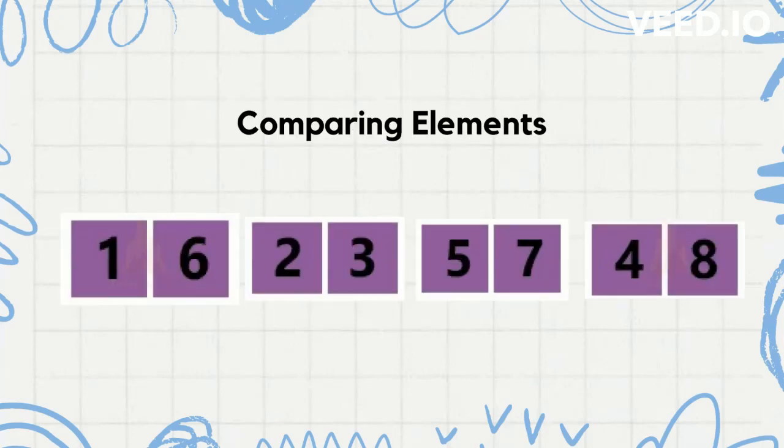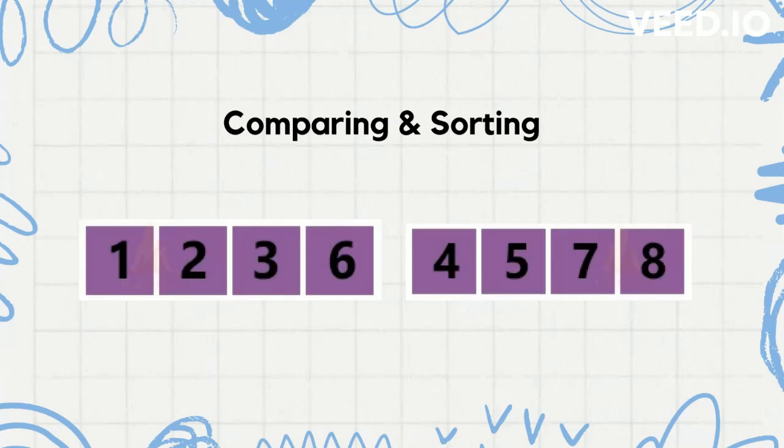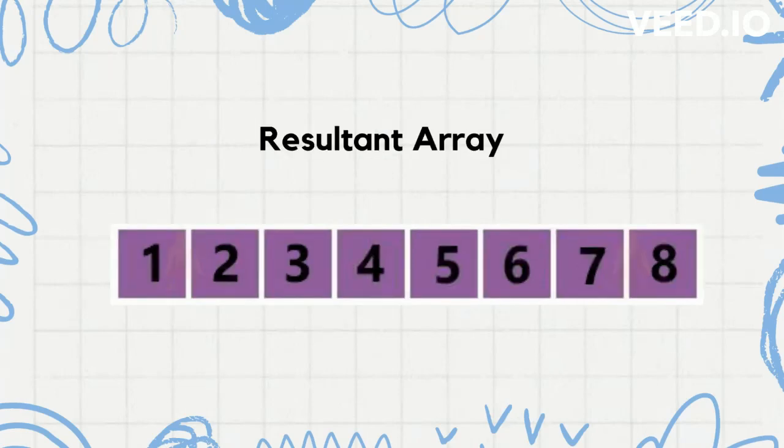After this, we have the combining step. We will compare each element with its consecutive elements and arrange them in a sorted manner. In the next iteration, we will compare the two arrays and sort them as shown in the figure. Finally, we will compare the elements of the two arrays, each of size 4, and we will get our resultant sorted array as shown. So, this is our final sorted array of the merge sort.